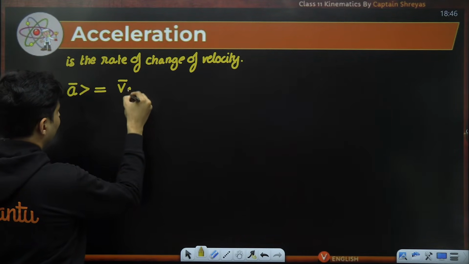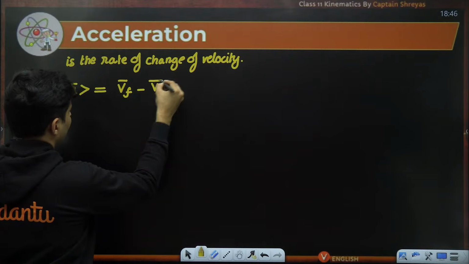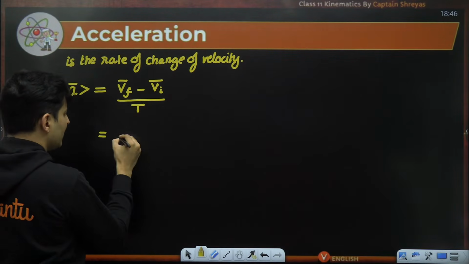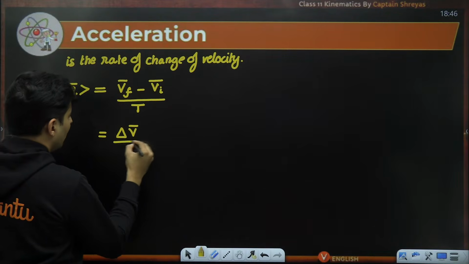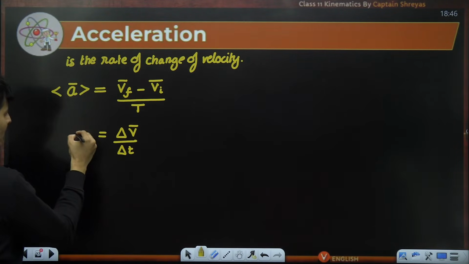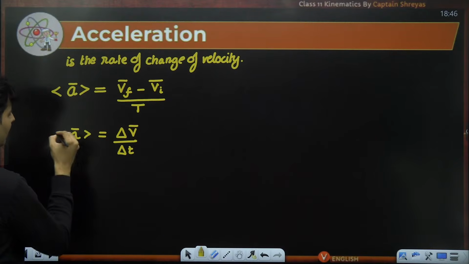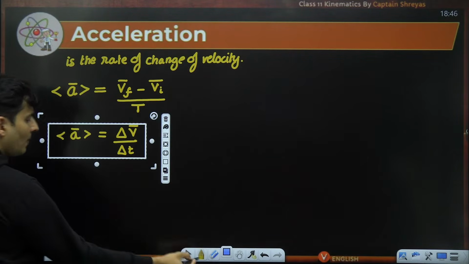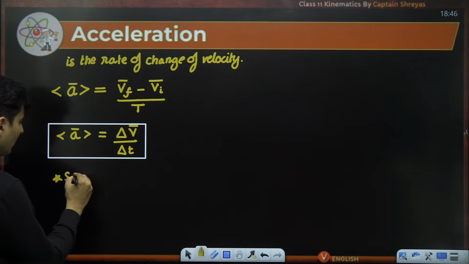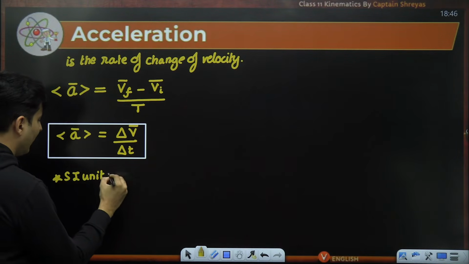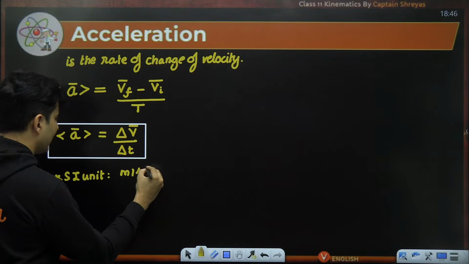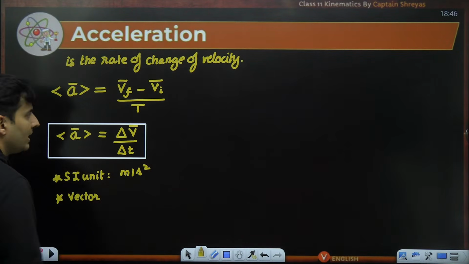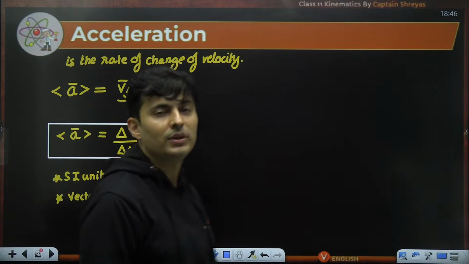That means final velocity minus initial velocity upon the time taken, which usually is capital T. So change is nothing but delta, and time I can put as an interval, so small t with delta over here. So that is the formula for your average acceleration. The SI unit of acceleration is meters per second square, and of course it is a vector quantity. It has directional information within it.